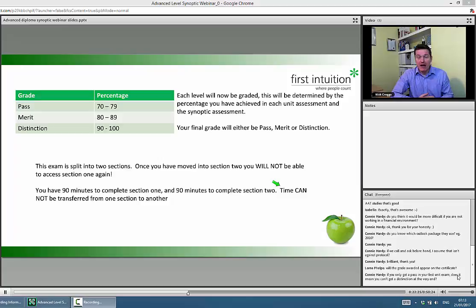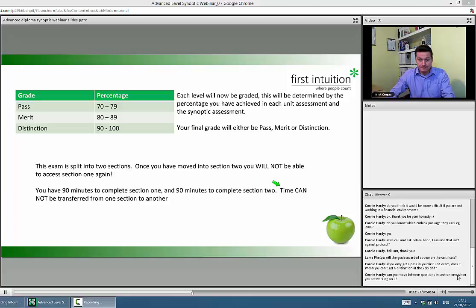So you've spent the money, you've got to the exam centre, you paid your exam fee, you took time off work. There is no point rushing through section 1, because as soon as you click complete on section 1, that time is lost. It's not like any other exam. So you may as well spend the full 90 minutes on section 1 and then move on to section 2, because you cannot go back and you cannot save that time. That is a key distinction. It's very unique to this section, the advanced level synoptic.